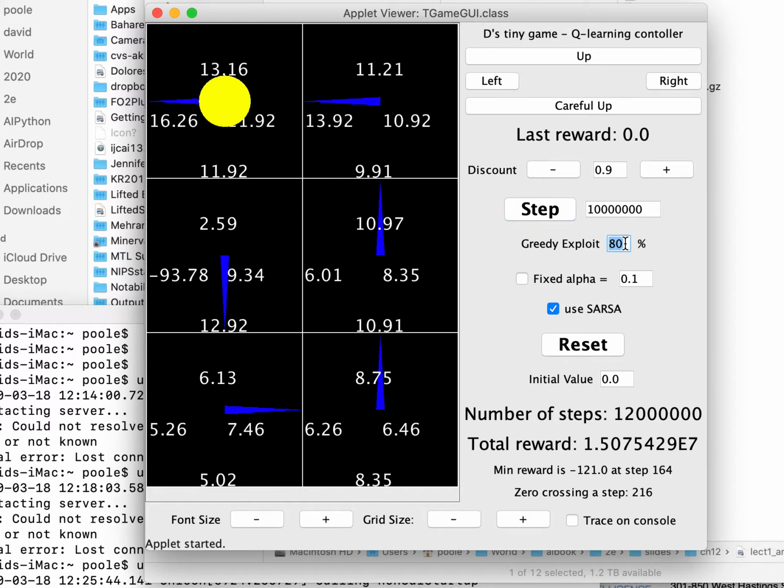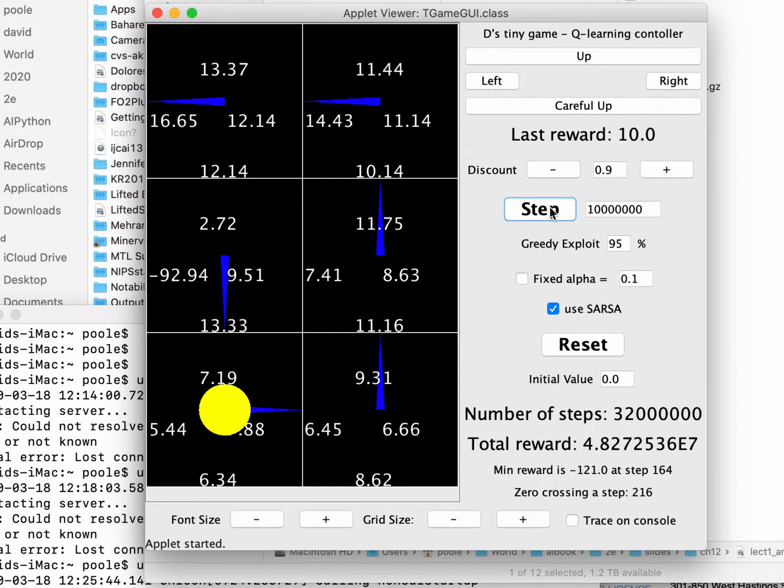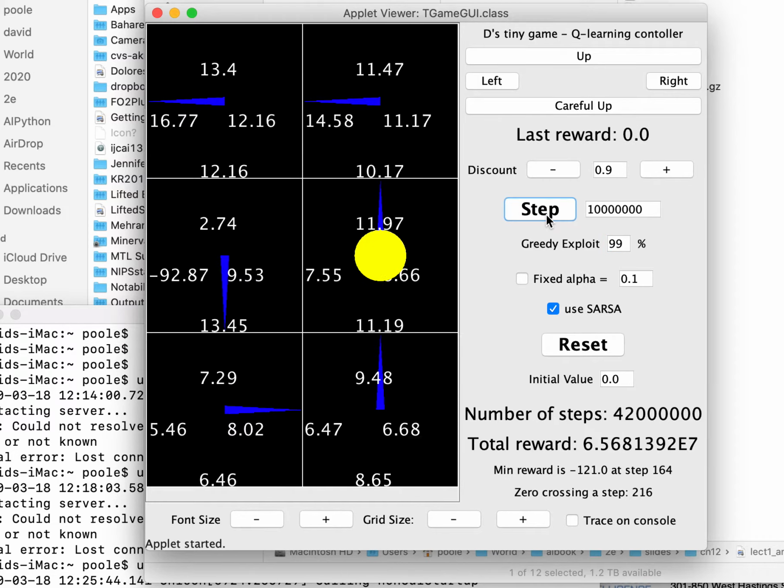If we increase the greedy exploit to 95%, then as greedy exploit gets higher, it gets safer and safer to go straight up. It looks like 95% is not good enough. The trouble is, as you get higher and higher with less exploration, you're not going to find the optimal policy.